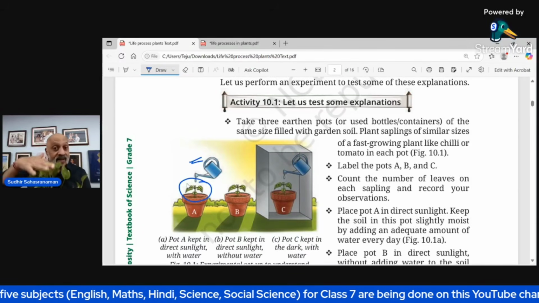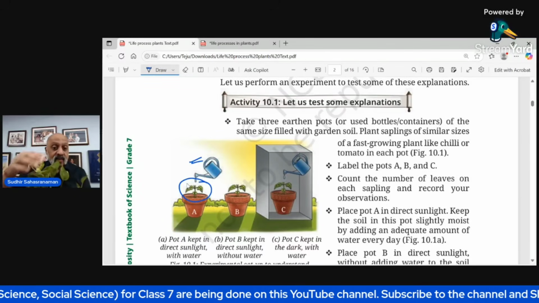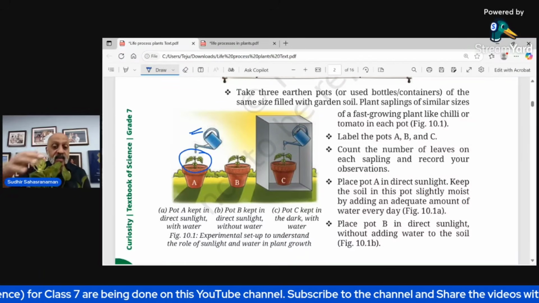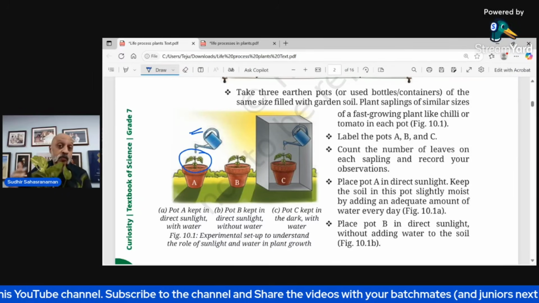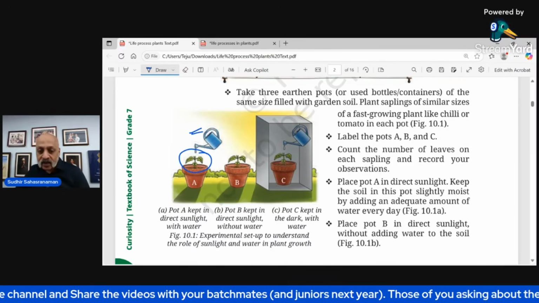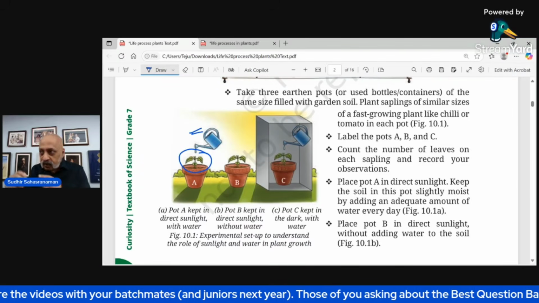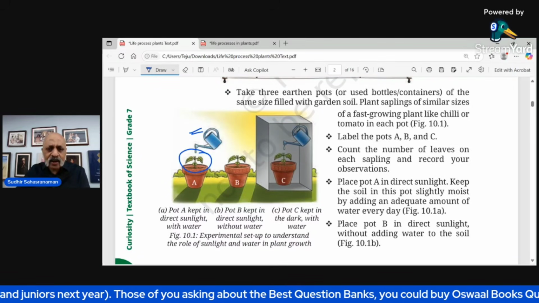B is getting sunlight, but it is not getting water. C is getting water, but it is kept in the dark. It is not exposed to sunlight. What will happen is the experiment. It will take some time. It's not something that will happen tomorrow. Let's give it about 2 to 3 days kind of time.